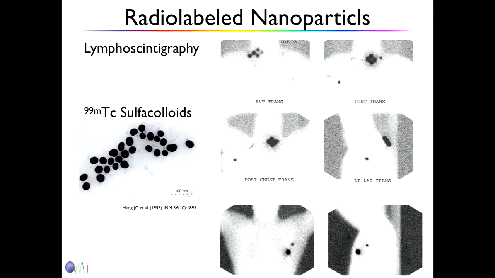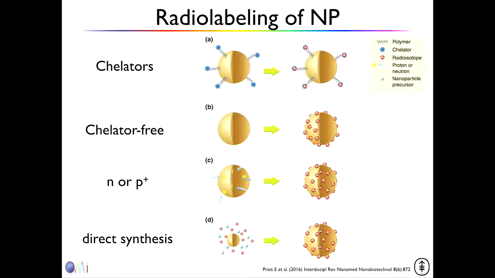So you all know lymphoscintigraphy, and you all know technetium sulfur colloids. These are nanoparticles. They're around 80 nanometers large, and you all know these images for lymphoscintigraphy finding the sentinel lymph nodes. Weibo Cai gave a nice talk, I think it was today in the morning or yesterday, see, I already forgot, on radiolabeling of nanoparticles, and there are basically 4 different ways of doing that.